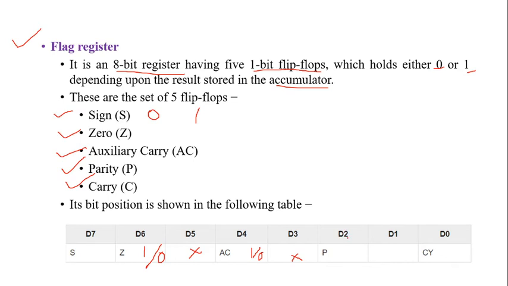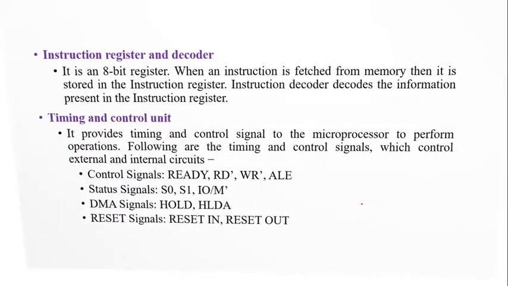Then D2 is P, which is going to indicate the parity. If the data has parity, it is going to indicate 1, otherwise it is going to be 0. And this is also blank. Then D0 is CY, and we can call it the carry. If the result contains any kind of carry, it is going to indicate 1, otherwise it is going to show 0. That is about the flag register.